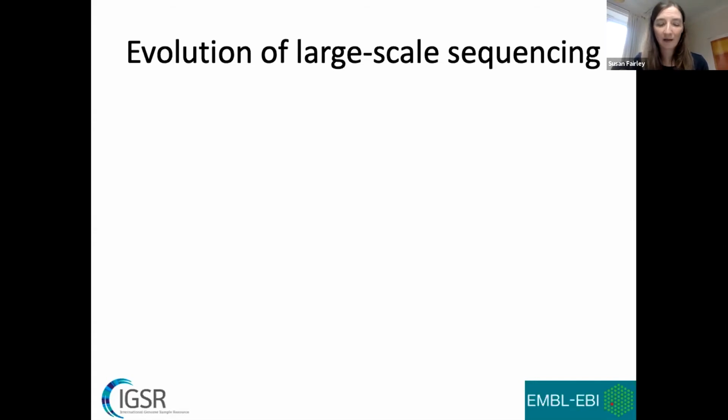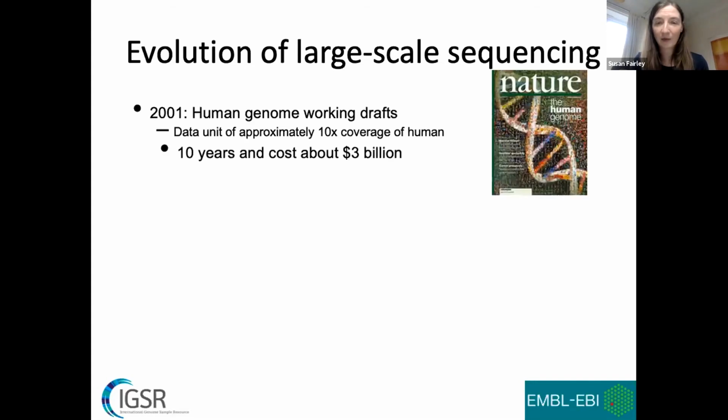Okay, and that's a pretty good answer. Again, for emphasis, this is back in 2001, so what you can buy with your money has changed in that time. But in 2001, getting to what was judged to be a working draft, so it's not completely finished, there are still gaps and it's not perfect, but something you could start to work with, cost $3 billion, and it took 10 years to get there.